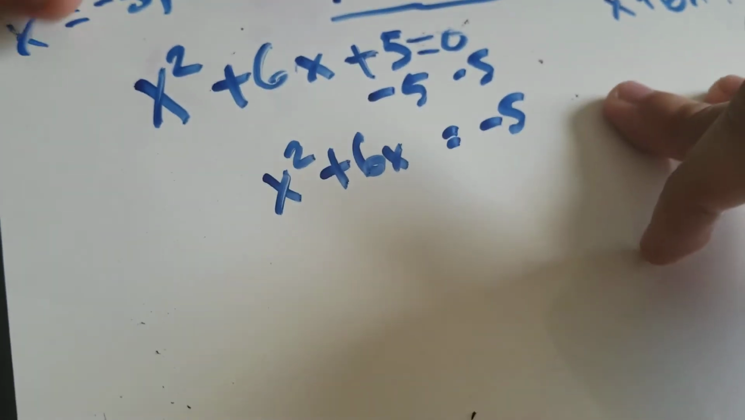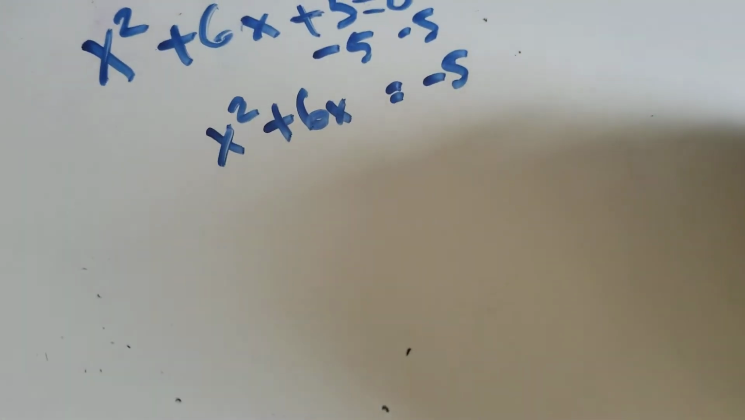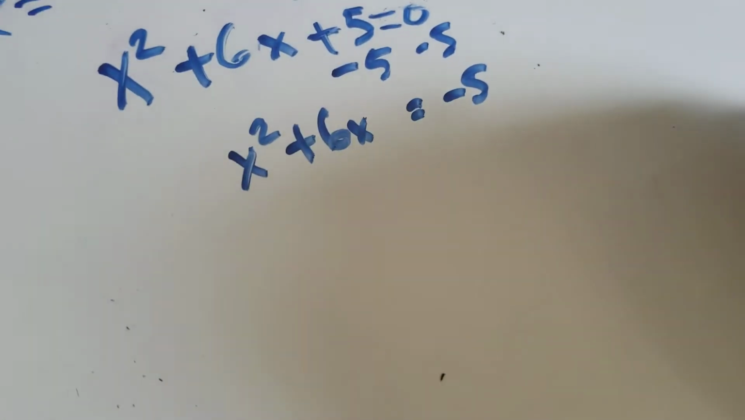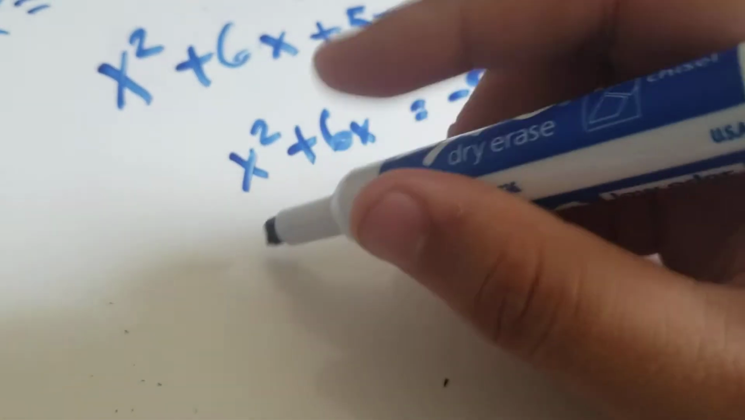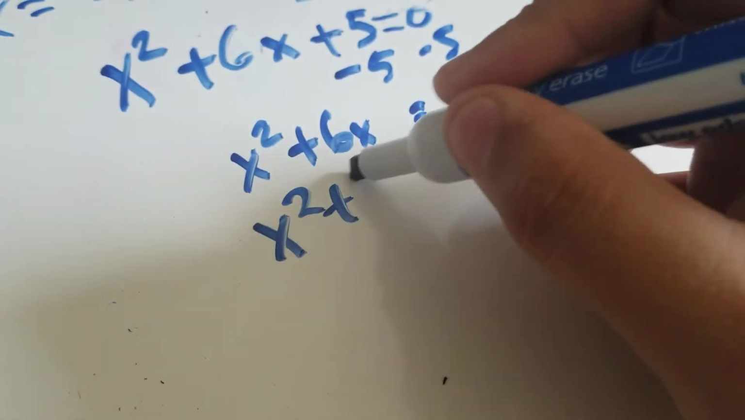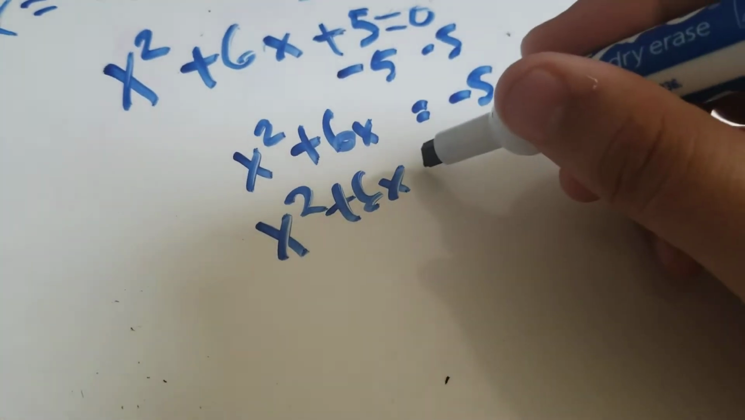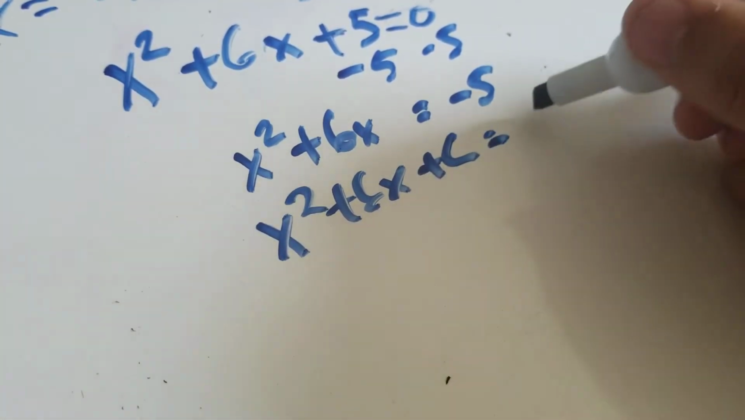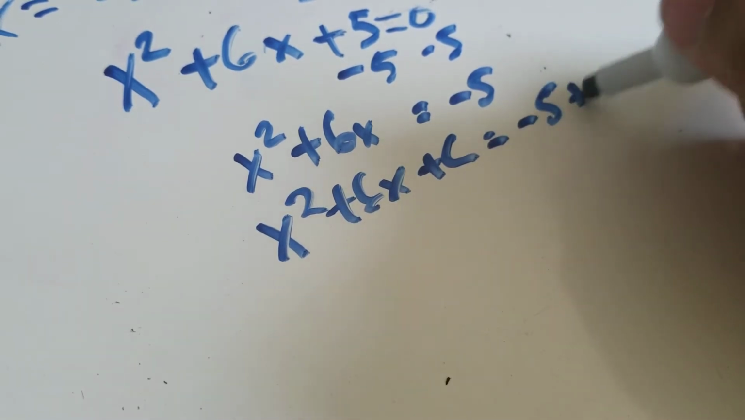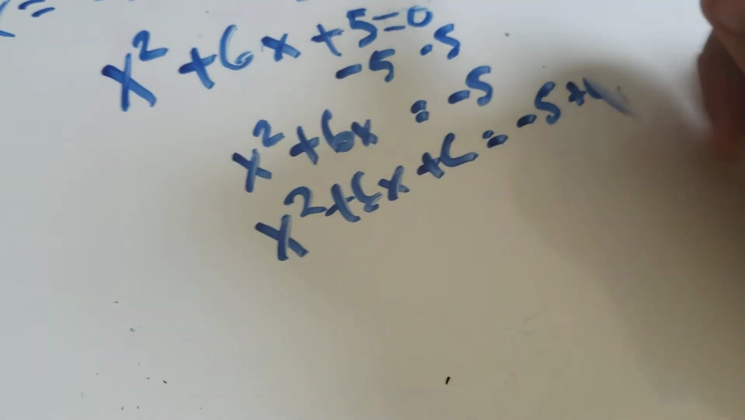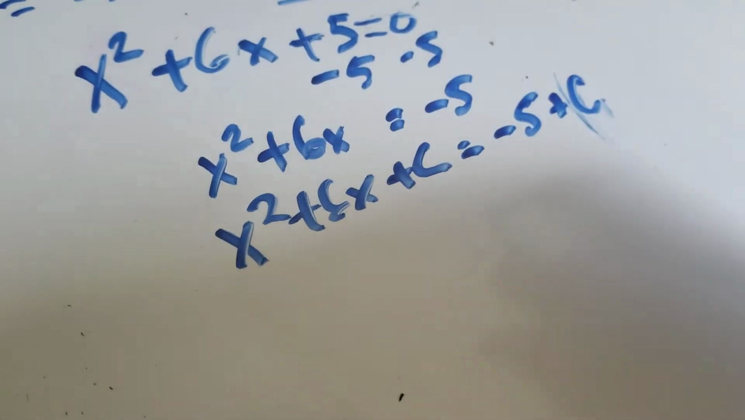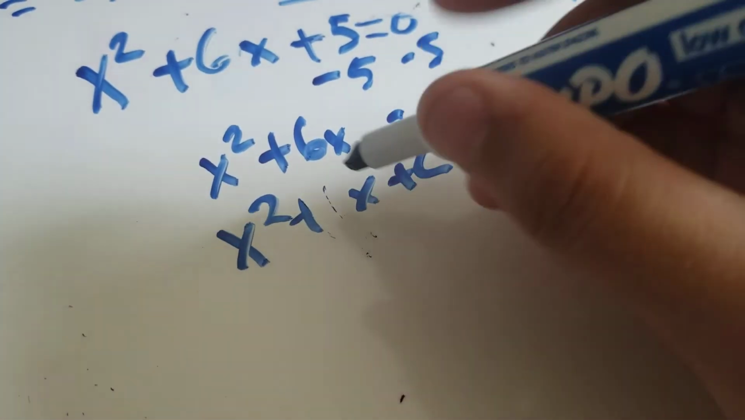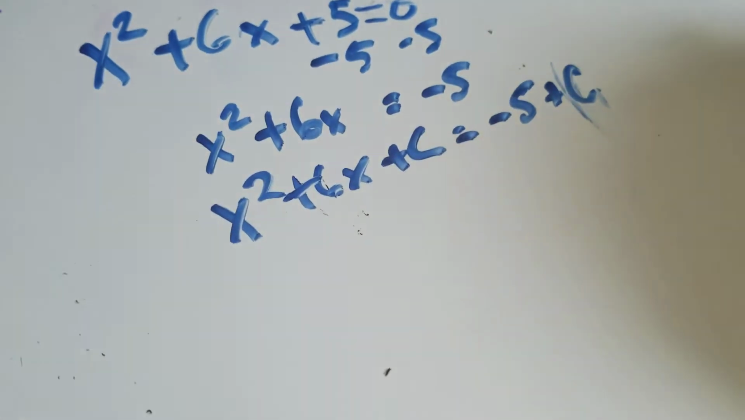All right, so the next part, it says add c to both sides. So what does that mean I have to do? All I have to do is x squared plus 6x, I don't know what c is, so I just put plus c equals negative 5 plus c. And I guess just to say, I don't know what c is yet, or I haven't chosen what c is yet, to be particular.